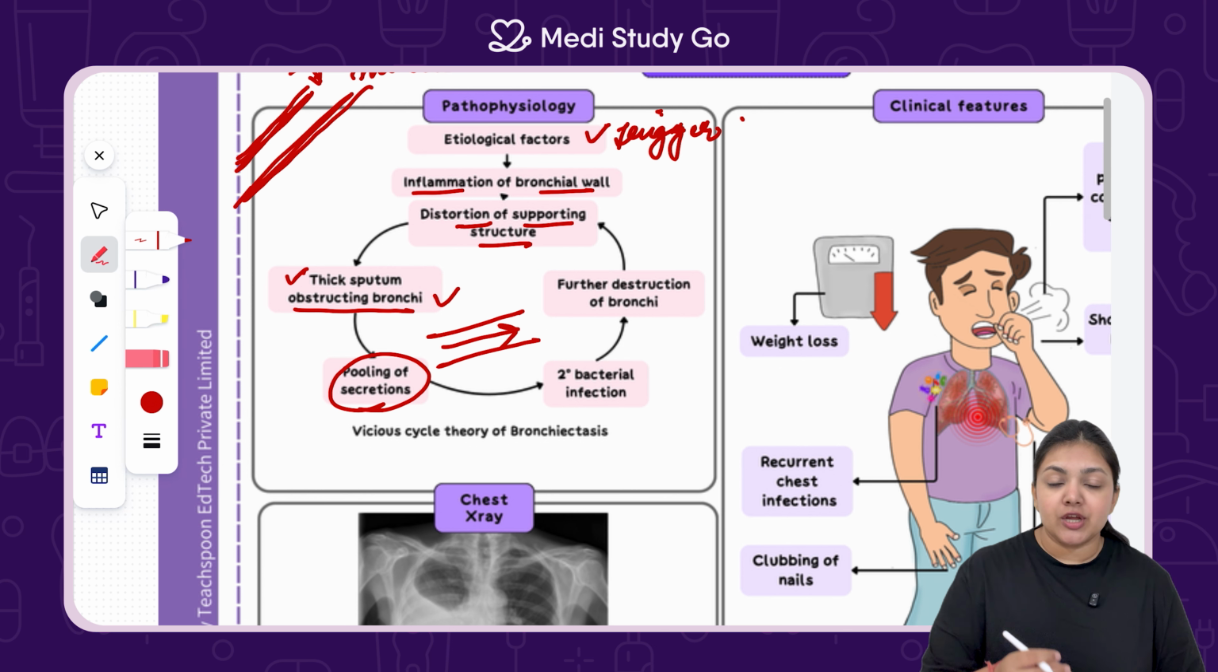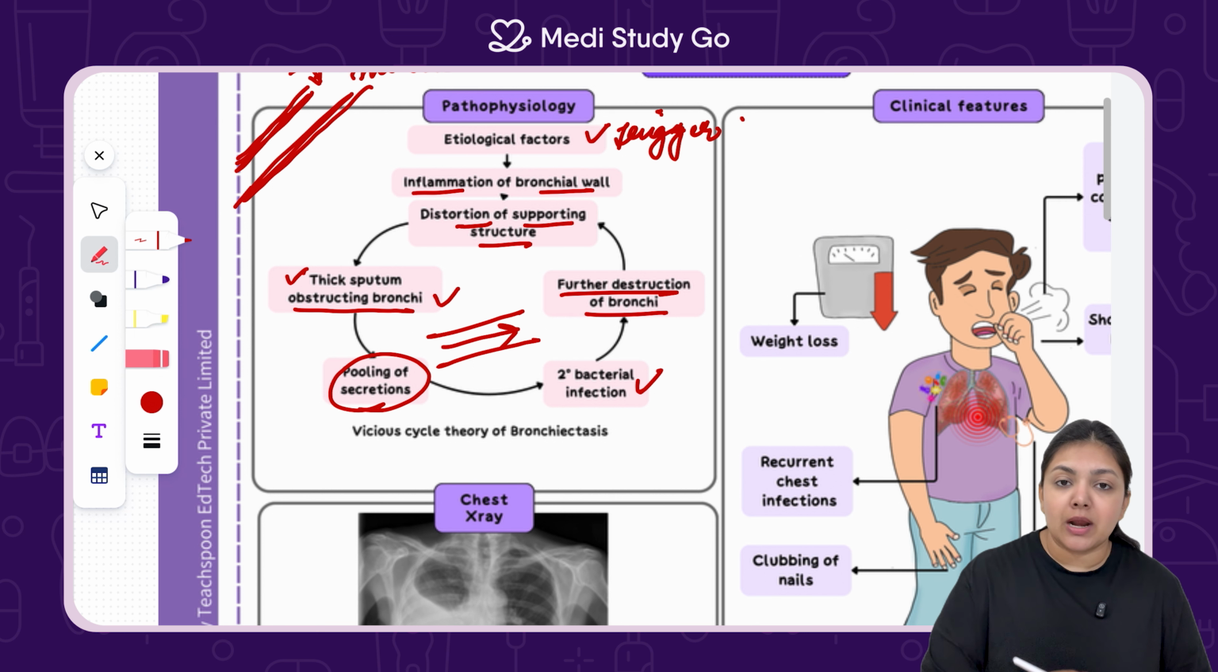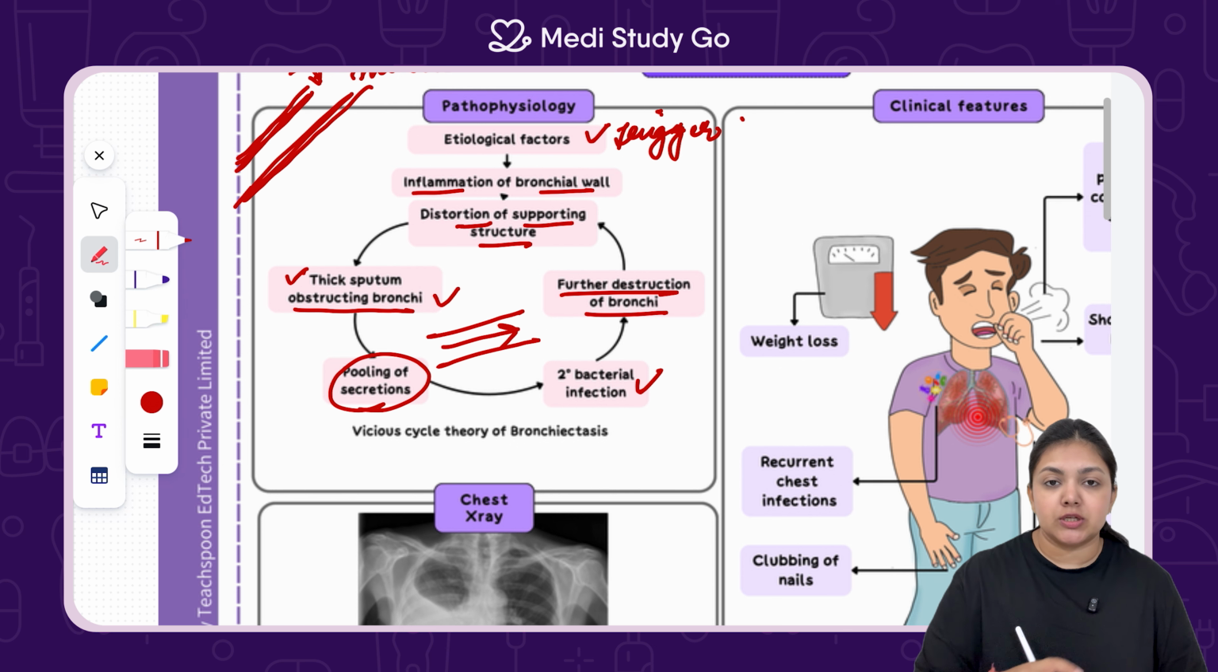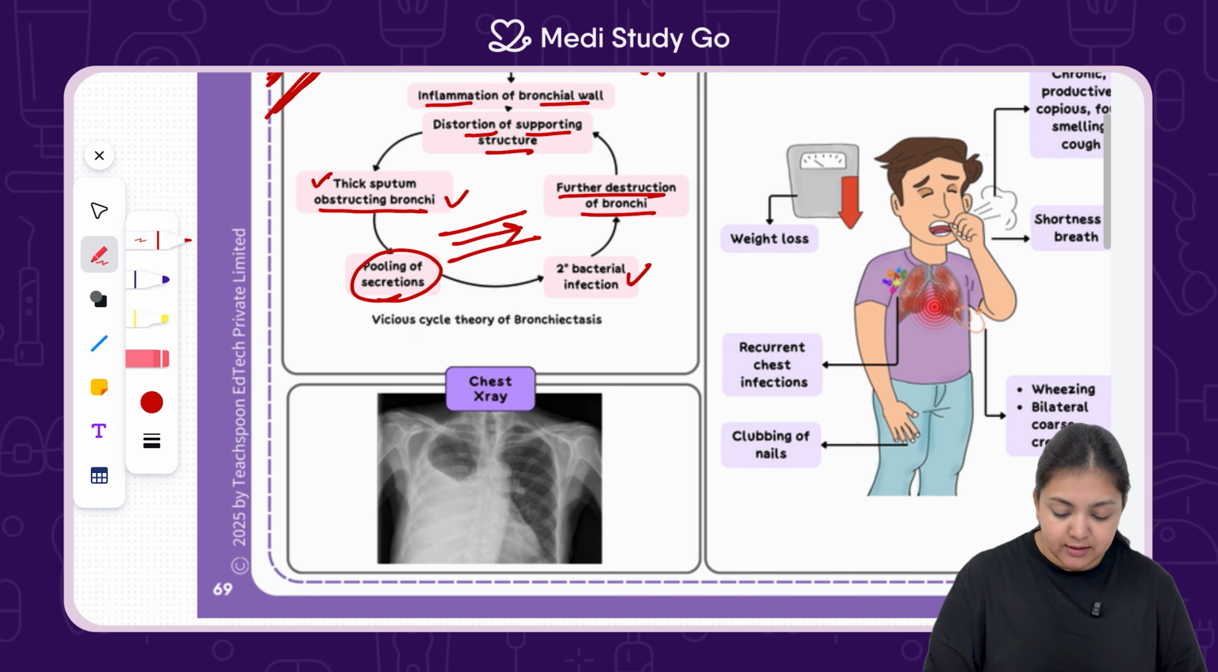The bacteria which enter once are going to become stagnant and get piled up upon, which is going to lead to secondary bacterial infection. This leads to further destruction of bronchi, because the primary inflammation or the acute one is going to convert into a chronic situation, and this further leads to destruction of supporting structures. This vicious cycle keeps going on, and this leads to bronchiectasis. So this is the pathophysiology and the vicious cycle theory of bronchiectasis.